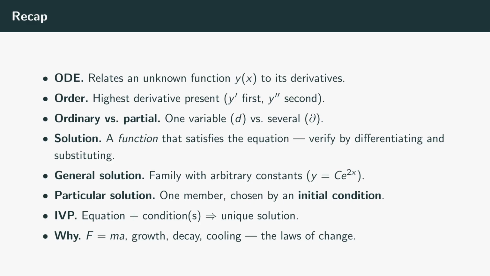Because integration brings arbitrary constants, solving gives a general solution, a whole family of curves, like y equals c times e to the 2x. Picking out one number requires an initial condition, and an equation together with its condition is an initial value problem, which generally has a unique particular solution. And we care because the laws of change are differential equations: Newton's second law, population growth, radioactive decay, and Newton's law of cooling. Next episode, before we learn a single solving trick, we read an equation as a field of slopes and follow the arrows to sketch solutions and even compute them numerically. See you there!